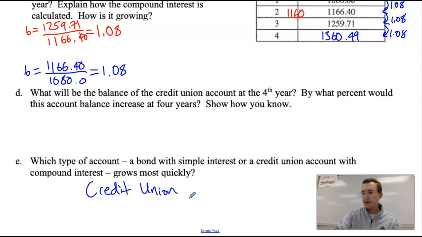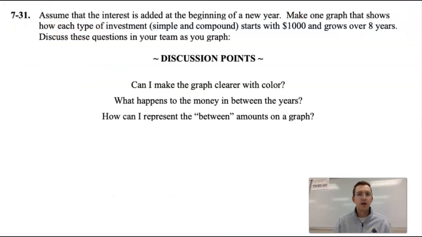All right, so now we're going to go to the next one, 731. Let's check our notes and see. Moving on to 731. Assume the interest is added at the beginning of every single year. Make one graph that shows how each type of investment, the simple and the compound, starts with $1,000 and then grows over 8 years.